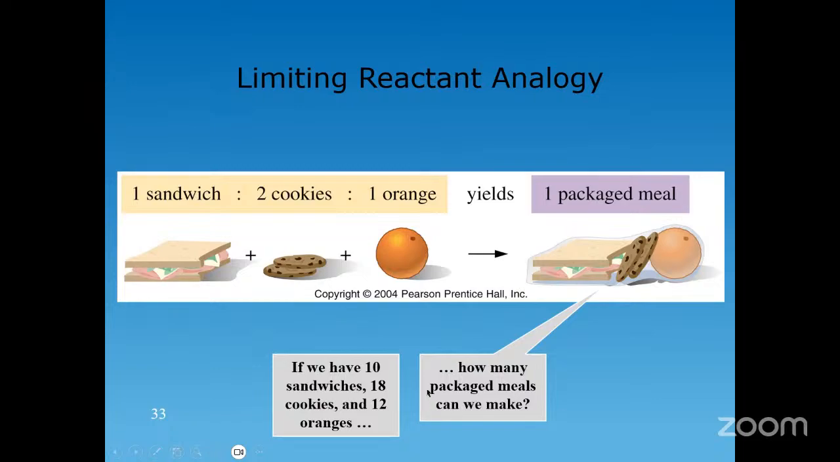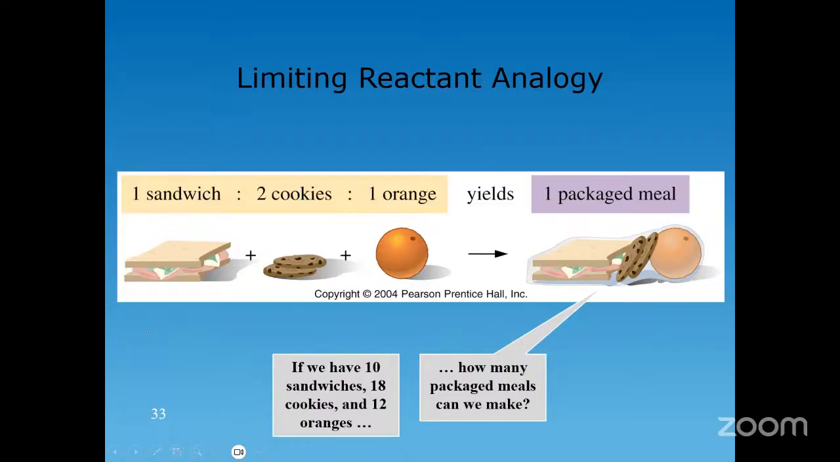So in this particular situation, the cookies would be analogous to the limiting reactants. The cookies would be the limiting item, okay? And it is the cookies that will determine how many packaged meals you can make out of what we have here. So basically, let me just write something down here.